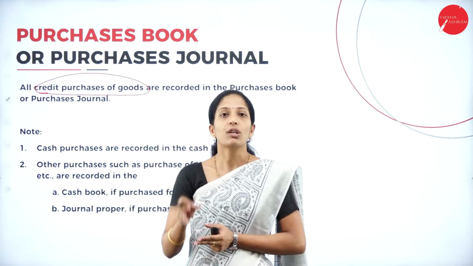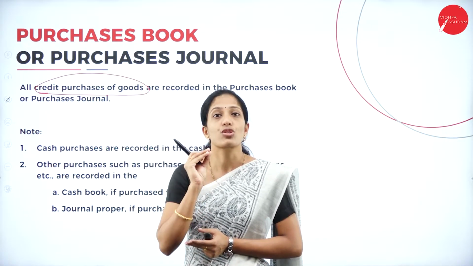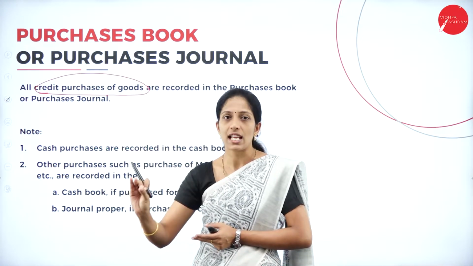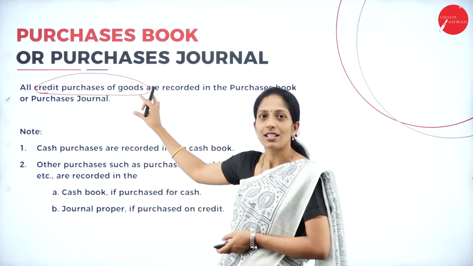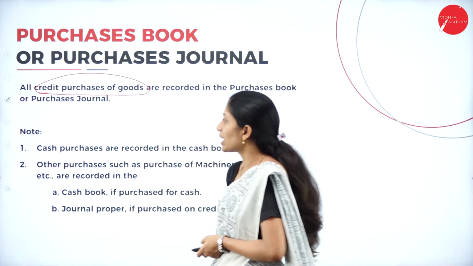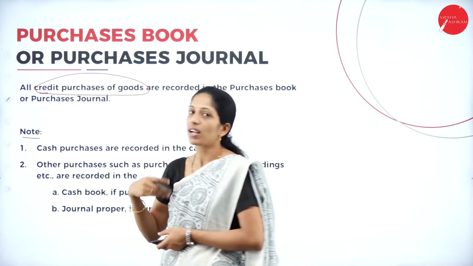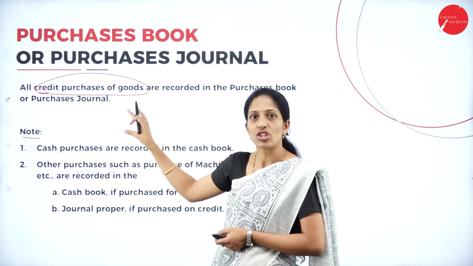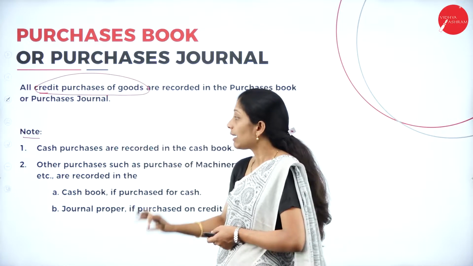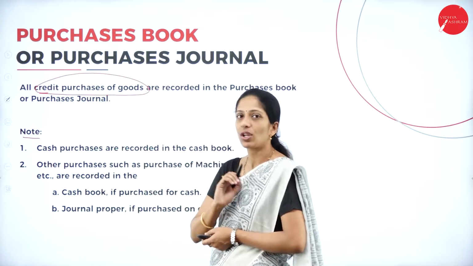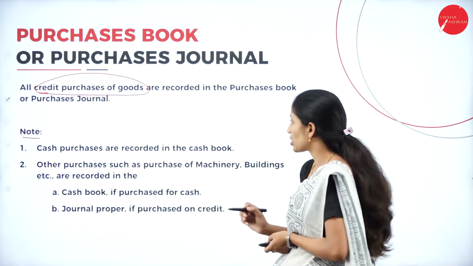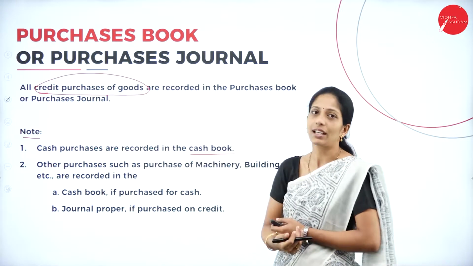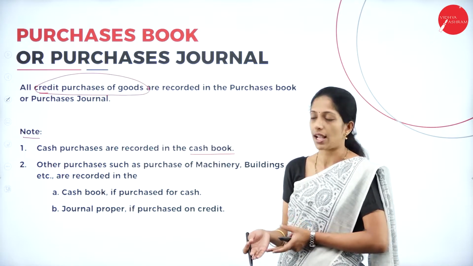In the purchase book, we will record all the credit purchase of goods only, not any other assets. So this is about your purchase book. There is a note which tells what type of transactions we have to record. Only credit purchase of goods we have to record. If it is a cash purchase, then we are not going to record it in the purchase book. We will record it in the cash book because it is a cash transaction.